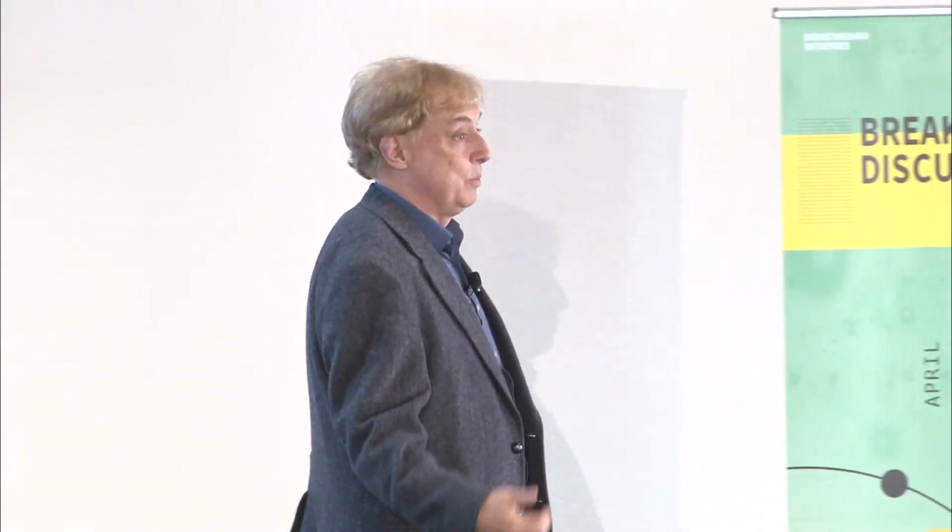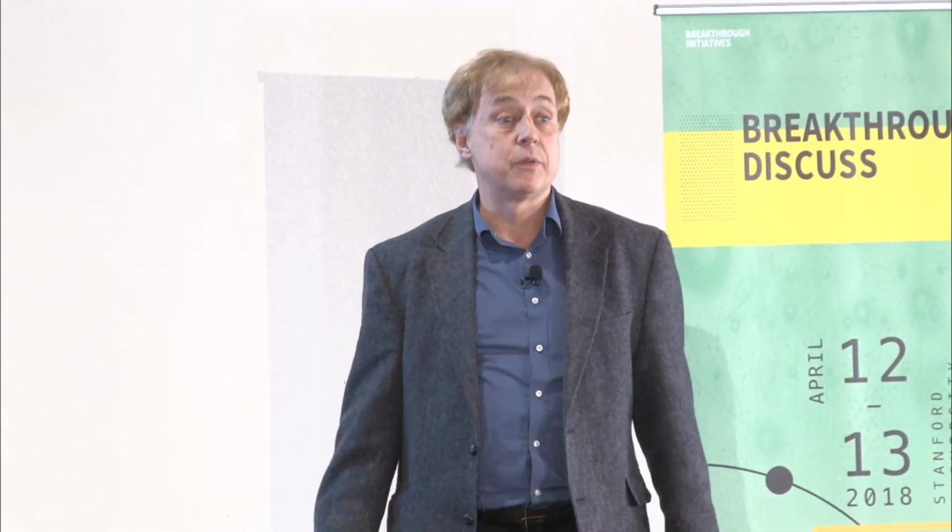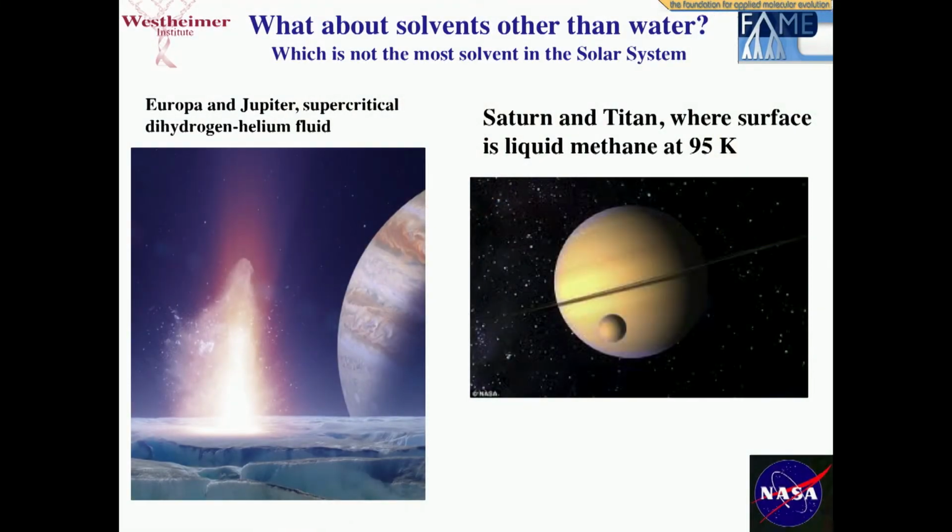Of course, now we've got to ask about weirder life, which would be of two things. Perhaps we don't have unidimensional information. We have two-dimensional information. That's kind of weird. Or maybe you're working in a solvent other than water. And we've heard a lot about them. So there's Europa and Jupiter in the background. What's the biggest, most important solvent that you see? Well, it's not the water that's coming out of the hypothetical plume in Europa, but it's the supercritical dihydrogen helium in the Jupiter behind you. A lot more volume, right?